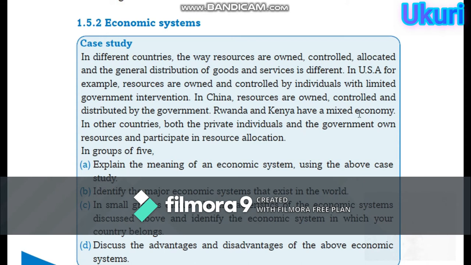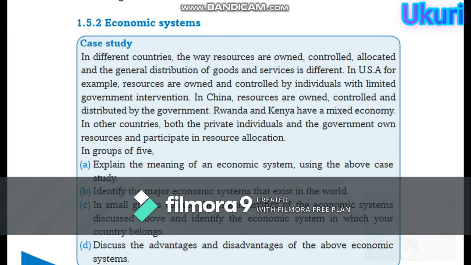Rwanda and Kenya have a mixed economy. In other countries, both private individuals and the government own resources and participate in resource allocation. Now, in a group of five, explain the meaning of economic system using the above case. Even though you are alone at home, please sit as if you are sitting in a group of five and think again about these statements. Explain the meaning of economic system using the above case.